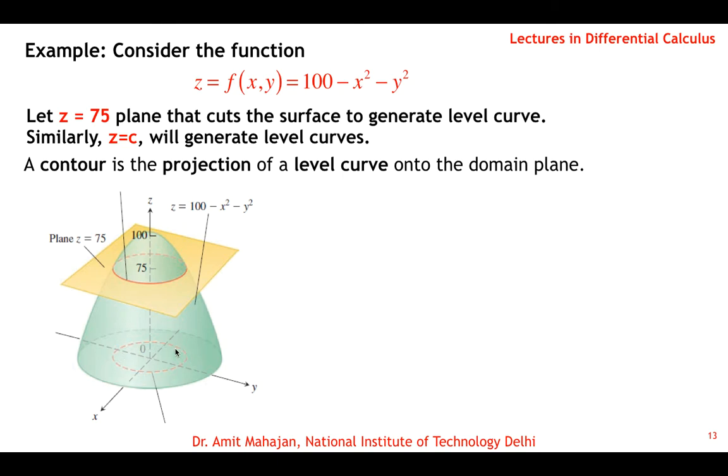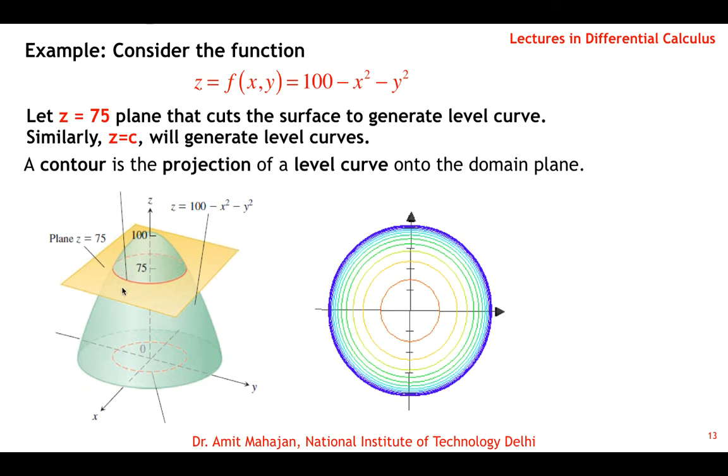Similarly, we can cut this at different heights, and those will all be level curves. If we plot all those on the xy plane, all the curves that we plot will form the contour. For this paraboloid, if I cut it at different heights and plot them on the xy plane, with the x-axis and y-axis, they will be circles. So the contour plot of this paraboloid is actually circles.